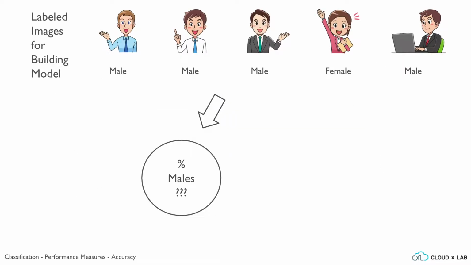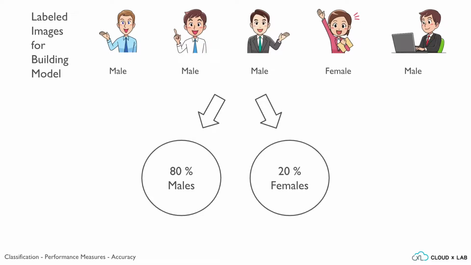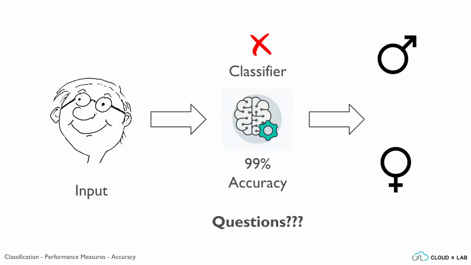You will ask what percentage of males and females images are there in the dataset. Your friend replies that in the dataset, 80% of the images were of males and 20% images were of females. Now you surely know the dataset is skewed and you will not trust the classifier. Let's explore other better performance measures for classification.